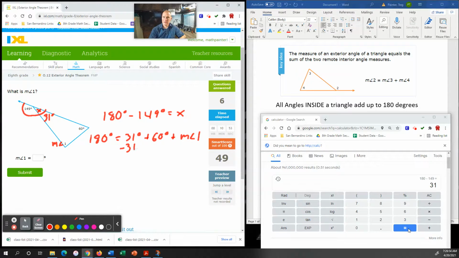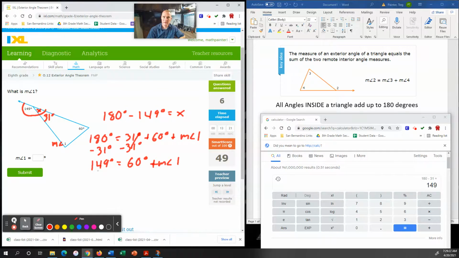Start subtracting them out. We got subtract 31 degrees from both sides. So minus 31, minus 31. So we got 180 minus 31 gives us 149. So we got 149 degrees equals, 31s are out, 60 degrees comes down plus measure of angle 1 comes down. All right, we got our next step. So we got 60 degrees plus measure of angle 1.